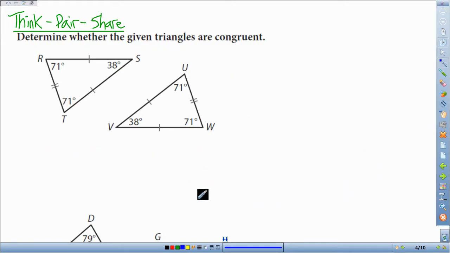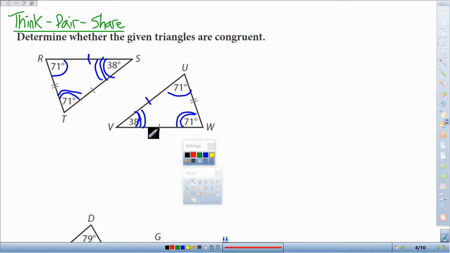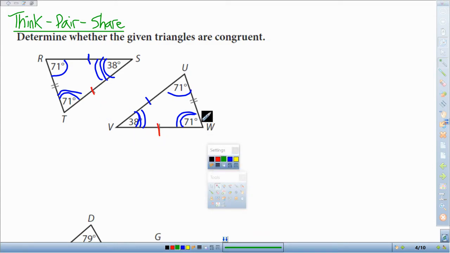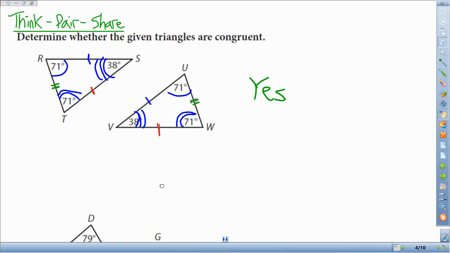First thing, I'm looking for angles to be congruent. I can see that we have corresponding angles 70, 71. This one, 71, corresponds to this one. 38 corresponds to this one. So we have corresponding angles that are congruent. Do we have corresponding sides that are congruent? Yeah, this one is congruent to this one, this one's congruent to this one, and this one would be congruent to this one. So on this problem, yes, they would be congruent. They didn't ask for a reason, but it'd be because corresponding parts of congruent triangles are congruent.